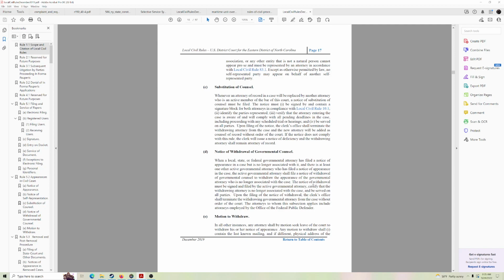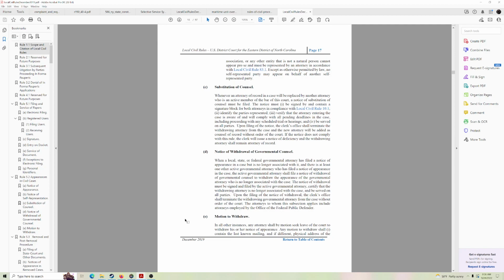The notice of withdrawal must be signed and filed by the active governmental attorney, certify that the withdrawing attorney is no longer associated with the case, and be served on all parties. Upon the filing of the notice of withdrawal, the clerk's office shall terminate the withdrawing governmental attorney from the case without order of the court. The attorneys to whom this subsection applies include attorneys employed by the Office of the Federal Public Defender.